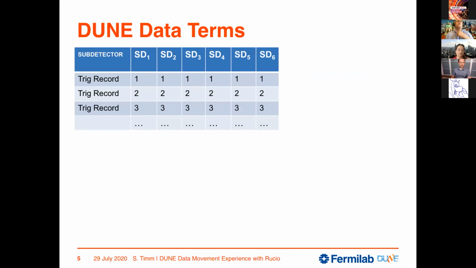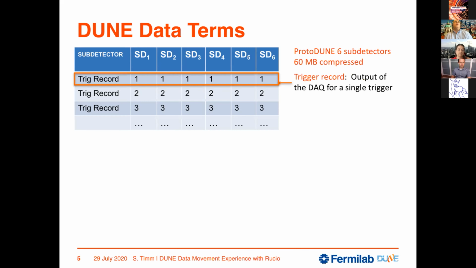So this represents a typical event from proto-DUNE single phase. So you have 6 APAs going horizontally. You have 3 trigger records going down vertically. So time is on the vertical axis and sub-detectors on the horizontal axis. The 60 megabytes compressed easily can be transported to whatever. Every single thing is what's called a trigger record. We don't call them events, we call them trigger records.